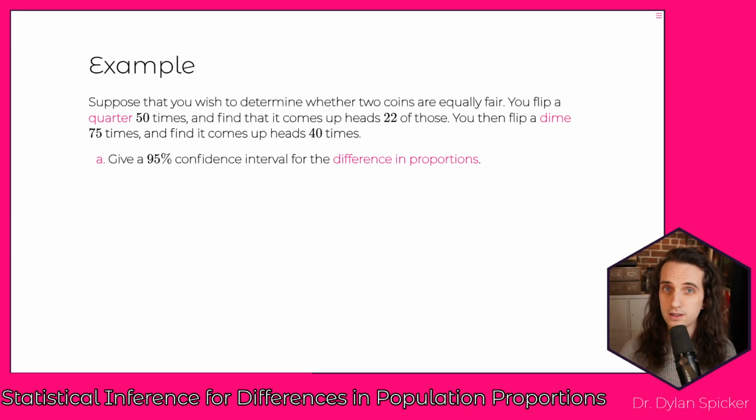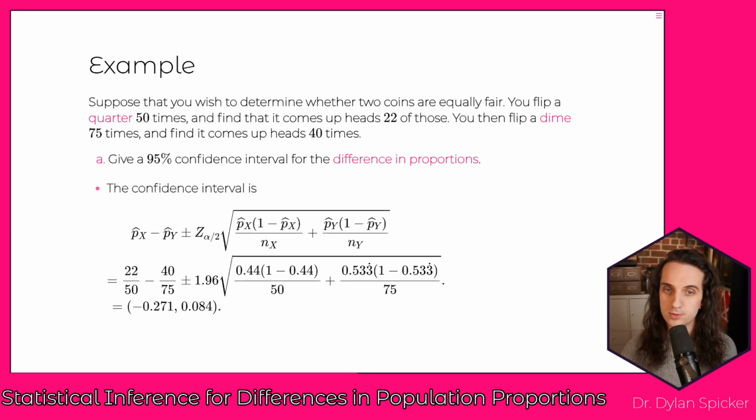Okay, so working on our confidence interval first here, we can plug into our confidence interval formula, right? We take our estimated difference, plus or minus the critical value, times the estimated standard error. So plugging in, we have 22 over 50 minus 40 over 75, 1.96 as our critical value, and then plug in our proportions: 0.44 times 1 minus 0.44 over 50, plus 0.533 times 1 minus 0.533 over 75. Okay, and that gives us our interval of negative 0.271 to 0.084. So that's going to be our 95% confidence interval for the difference in these proportions here.